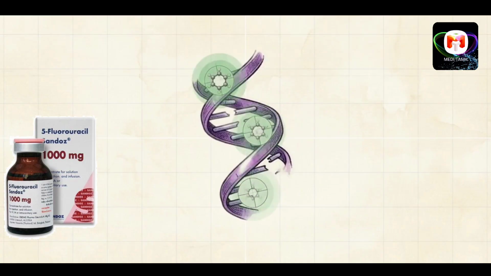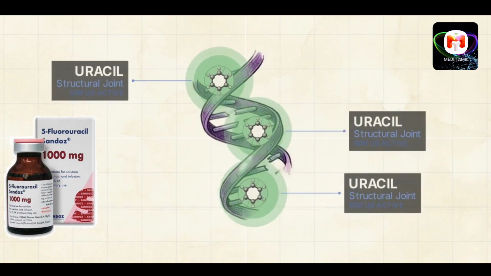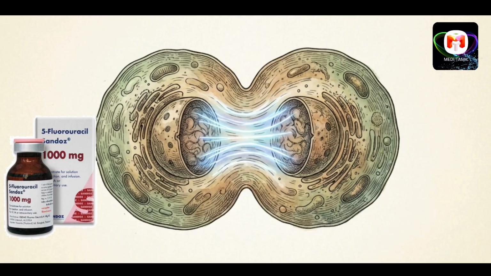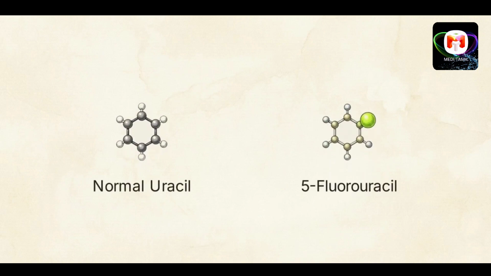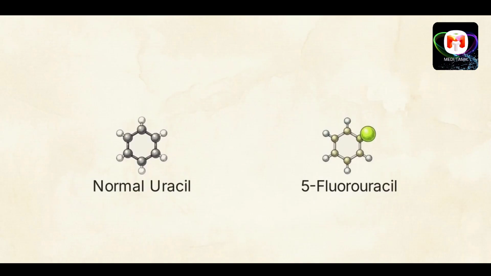Uracil is a naturally occurring nucleobase that forms the foundational architecture of RNA, making it strictly required for cells to transmit genetic information and replicate. Looking at this side-by-side molecular schematic, we can observe normal uracil on the left and 5-fluorouracil on the right.